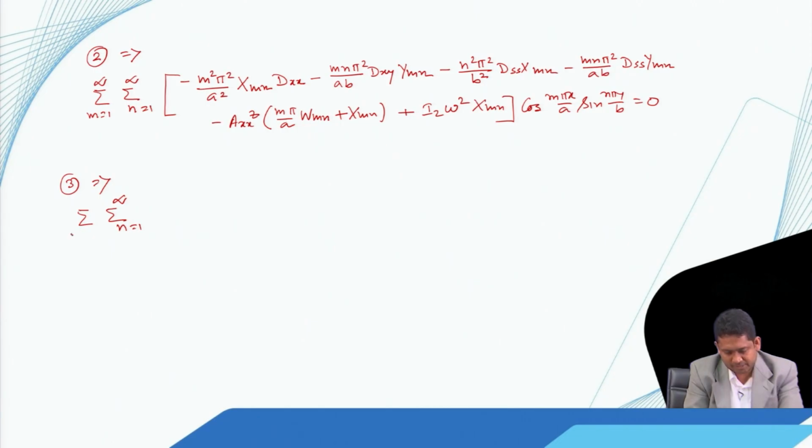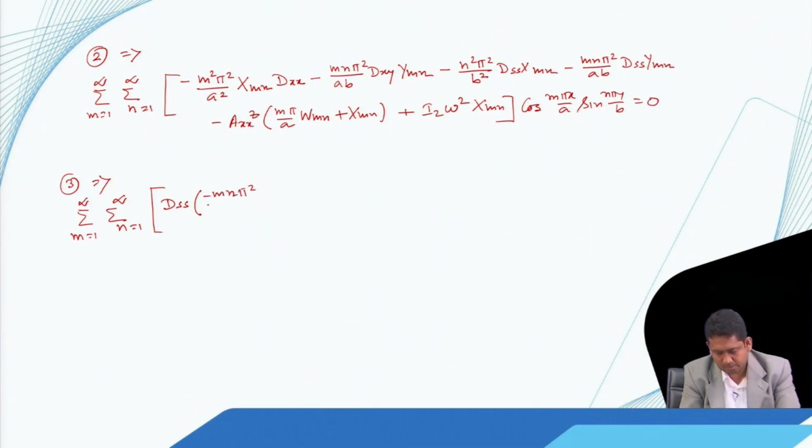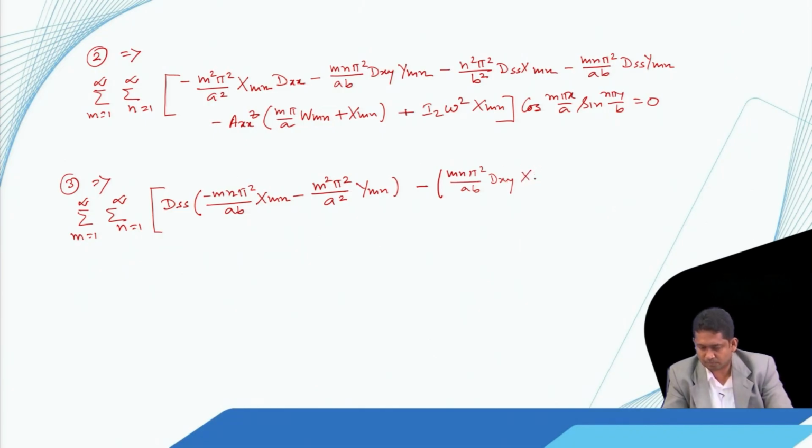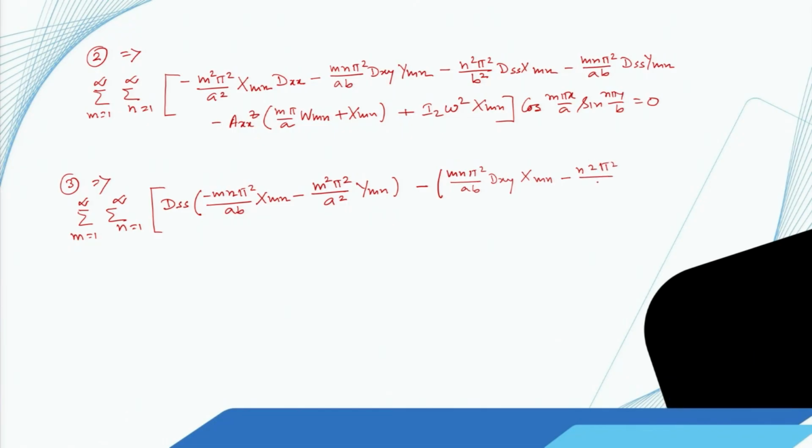n equal to 1 to infinity, m equal to 1 to infinity, and then we have D s s multiplied by minus m n pi square by a b into X m n minus m square pi square by a square into Y m n, and then we have minus of m n pi square by a b into D x y into X m n, minus n square pi square by b square into D y y into Y m n.